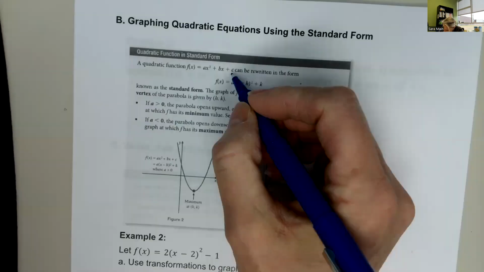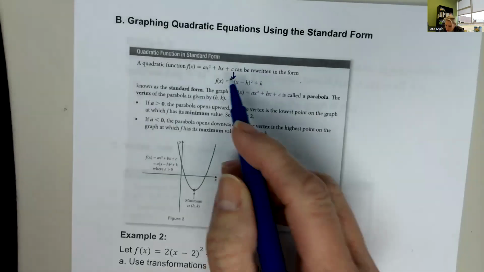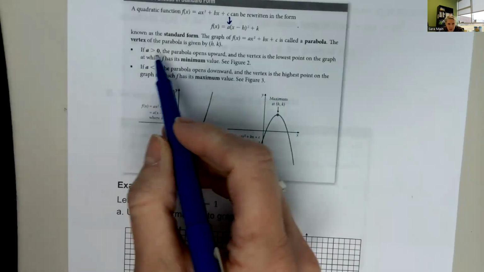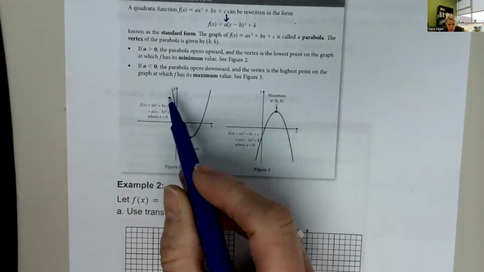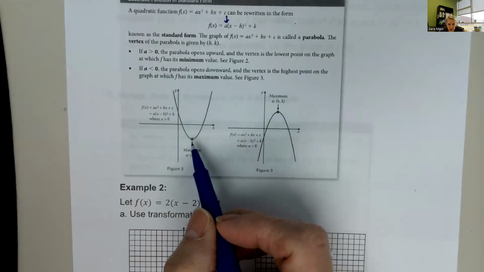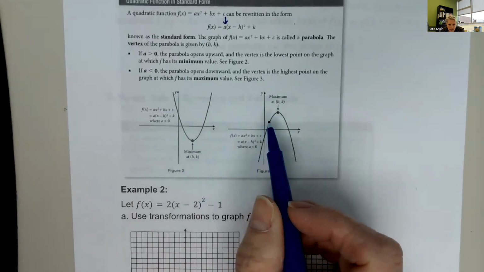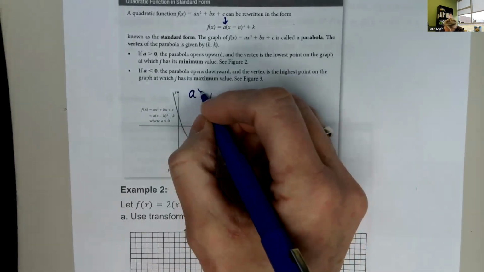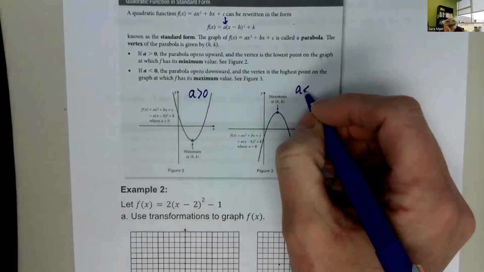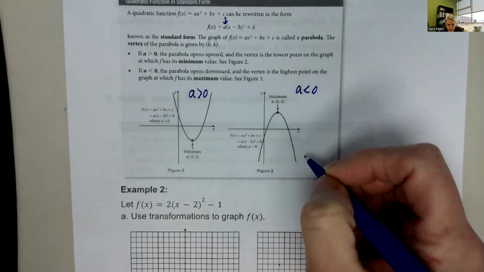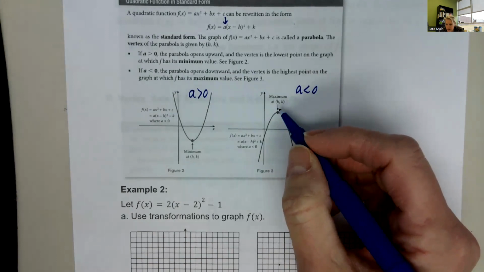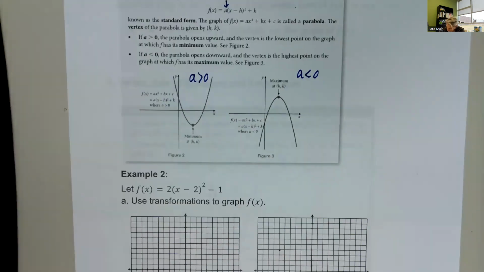You can also see that this a out here in front, this coefficient, plays a big role. If a is bigger than 0, we call it face up, and then your vertex is a minimum. When a is less than 0, it's face down, like a sad face, and in that case the vertex is our maximum.